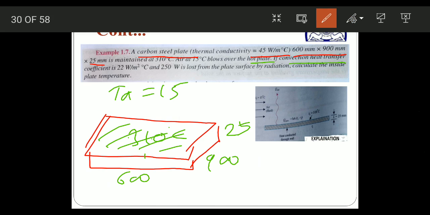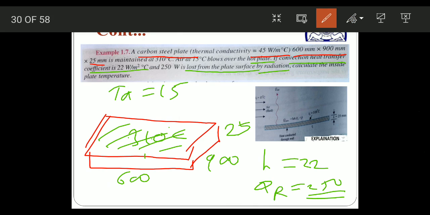If the convection heat transfer coefficient h is given as 22, and Q due to radiation is given as 250 watt, which is lost from the plate by radiation. Calculate the inside plate temperature. Thermal conductivity is also given here. As thermal conductivity, heat transfer coefficient, and radiation heat transfer rate are given, this question is a combination of conduction, convection and radiation.